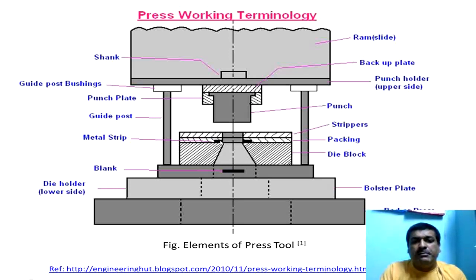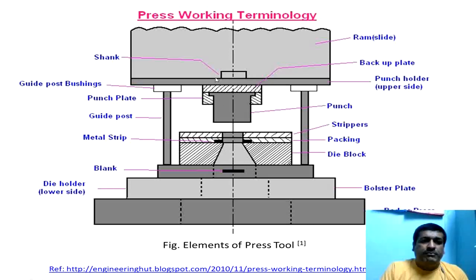When any metal strip, see here the black colored one is a metal strip, when we put the metal strip in the die, and as the ram, we know the ram is going to slide, it has a reciprocating motion towards the bed or away from the bed. So when this ram will move towards the bed, then the punch will insert in the die block and desired shape will be given to the metal strip. It is a forming operation, right? So this whole assembly or this whole unit is called die set, which contains die block, punch plates.